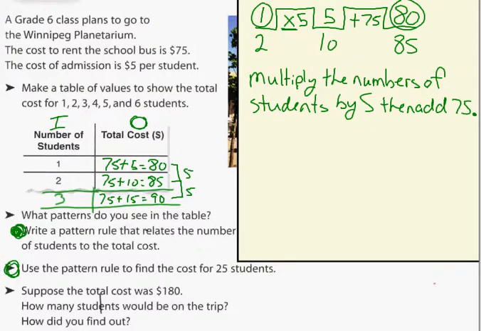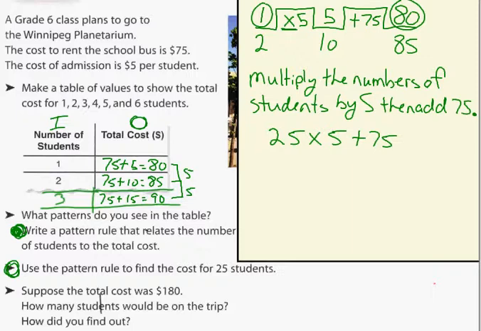Multiply the number of students. Well, the number of students is 25, right? That's what they're asking me to find. So I'm going to make a math question and just write it out. 25 times 5 plus 75. And if I find the answer to this, I am going to get my final answer. So here's how I do it. 25 times 5, I basically have to figure that out, and I'll just do it down here.